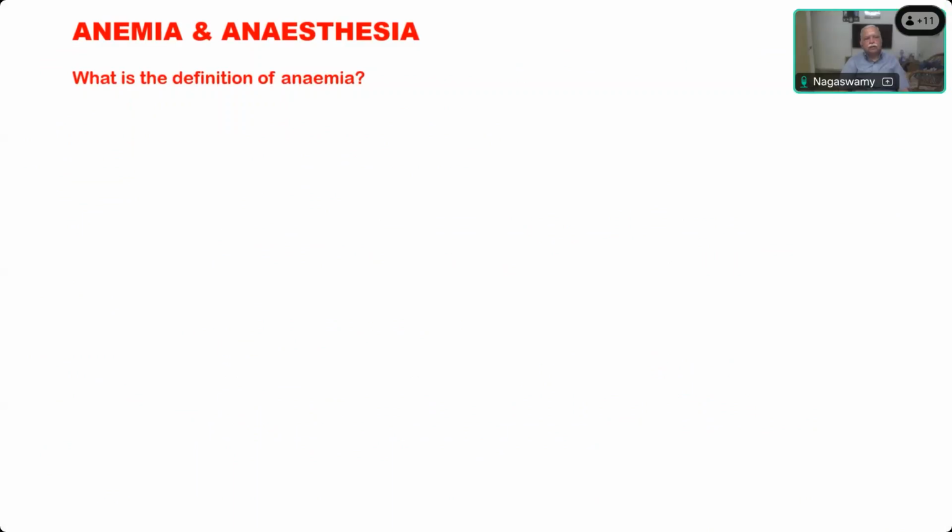Full screen. Right. So we'll start with the definition of anemia. How do you define anemia? Reduction in the hemoglobin concentration less than 13 grams per deciliter, or the hematocrit value below 39% in adult males, and 37 in females. So that is the value for that definition. But what about the RBC? Should the RBC also be low, or can it be normal?